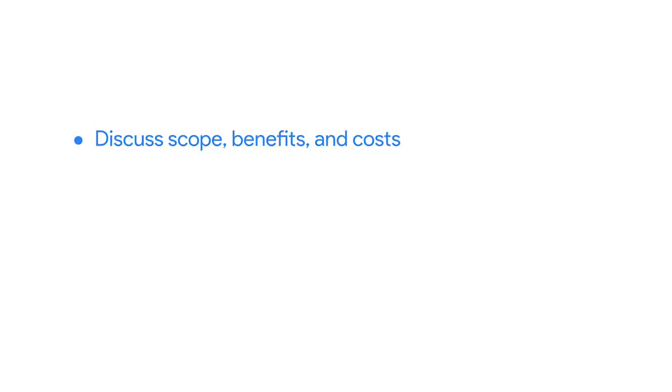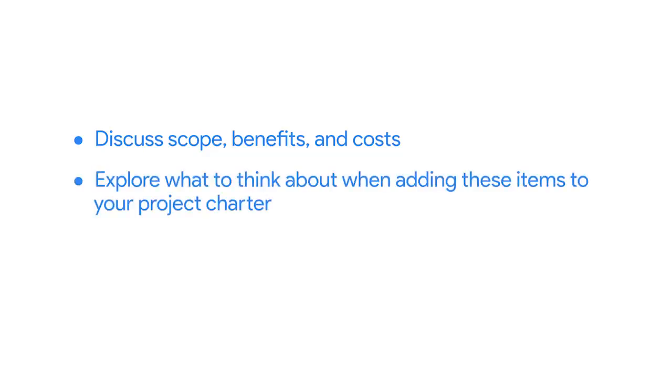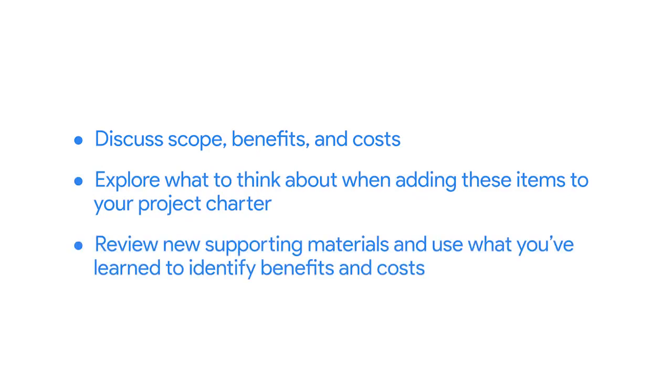Welcome back. Now that you've updated the project charter and edited some of the project goals to make them SMART, it's time to discuss scope, benefits, and cost. Coming up, we'll explore what to think about when adding these items to your project charter. After this video, you'll review new supporting materials and use what you've learned to identify benefits and costs which you'll add to your charter. Let's get started.